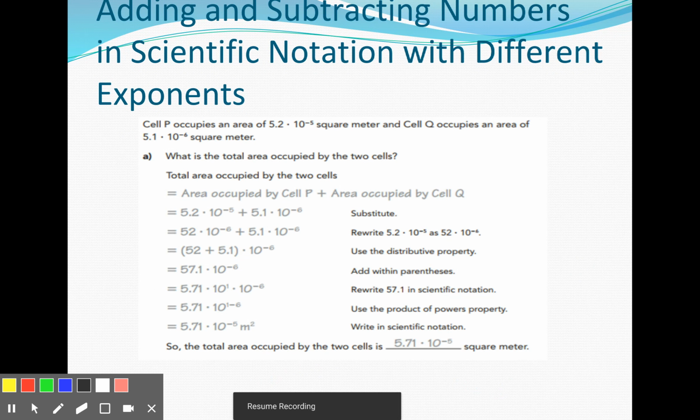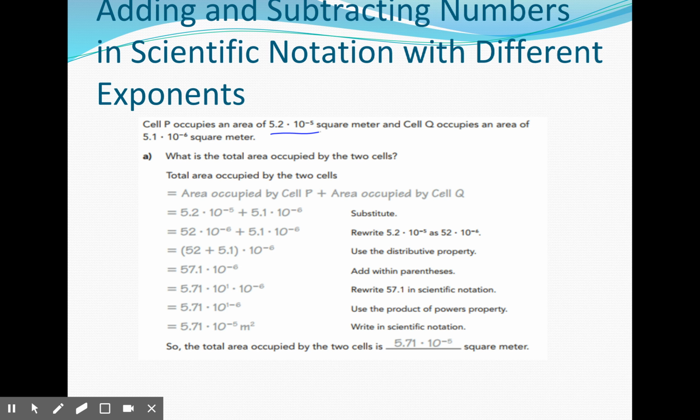So all of these rules apply the same when we're dealing with the negative exponents or the really small numbers. Nothing changes except for maybe the direction we're moving our decimal in. So in this case, cell P occupies an area of 5.2 times 10 to the negative fifth, and cell Q an area of 5.1 times 10 to the negative sixth. What is the total area occupied? So in this case, we have 5.2 times 10 to the negative fifth plus 5.1 times 10 to the negative sixth.